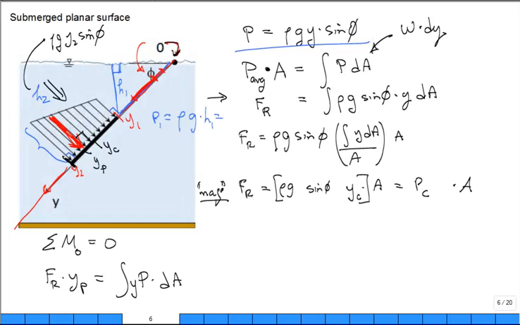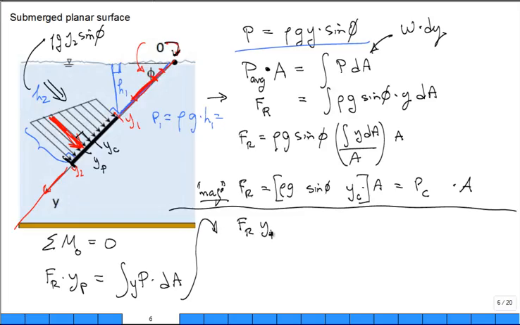Let me just rewrite that equation right here. So we have F of R applied at y sub p. This equation will give us what y sub p is equal to. That's what I'm using it for. It is equal to the integral of, and for space, I'm going to pull out rho g sine of phi. Then I'm going to have y times dA. True? So that's y squared dA. Do you see where both y's come from? One comes from the p, right there, and one comes from that moment arm distance. So it's y squared.